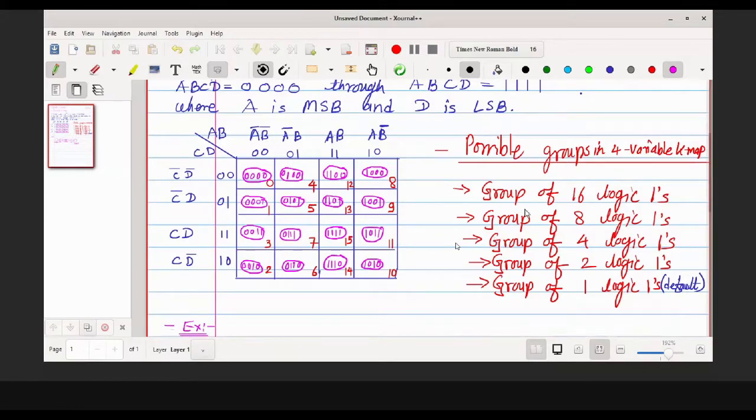So here you can see that there are a total of 16 cells. The arrangement is done like this: A is my MSB, so I have taken A and B on the top because it is the most important bit, and I am putting C and D at the side. So this is my CD and this is my AB. How can AB take the values now? 00, 01, 11, 10. And on the same grounds, CD can take the values 00, 01, 11 and 10.